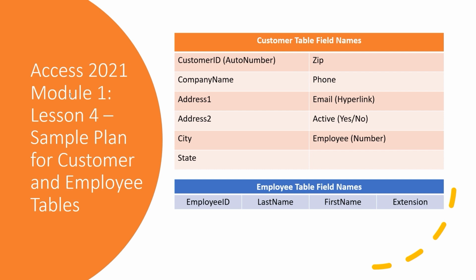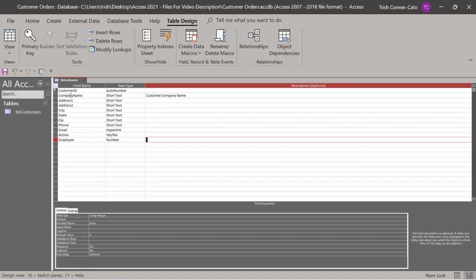So I'm going to have you complete the rest of the fields just for the customer table. All of them except the last 3, email, active, and employee, will have the short text data type. So email, you want to use hyperlink, active, yes, no, and employee number, but otherwise you're going to do short text. So go ahead and finish entering these fields in the customer table. And when you're done, your screen should look like this.